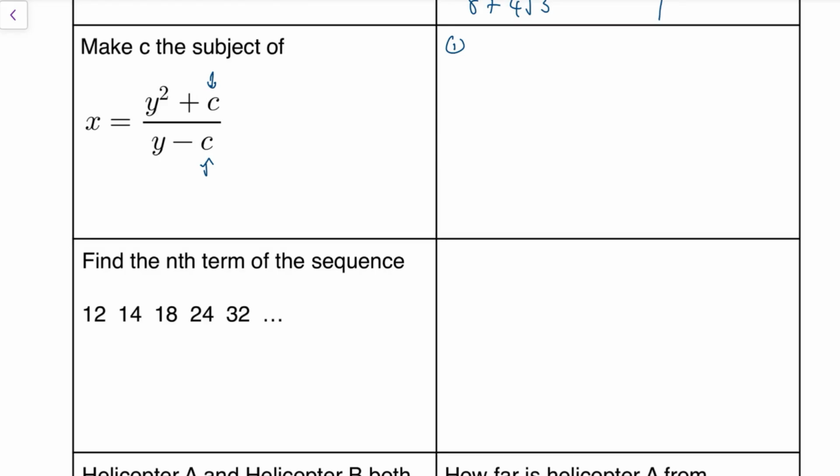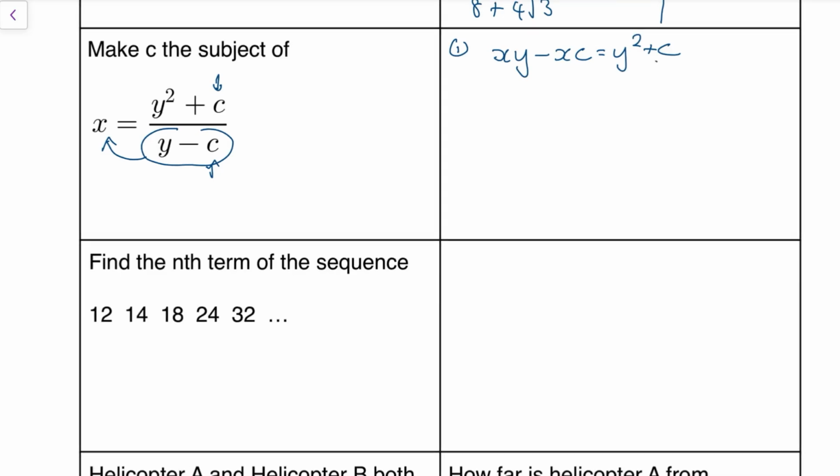So the first step is I'm going to multiply through by the denominator. So that's going to give me xy minus xc is equal to y squared plus c. So in other words, I multiply that by that x up there. Then I'm going to collect the thing that is my new subject on the left and everything else on the right. So I'm going to move this c to the other side and that to the other side. Now I've got some minuses here, so it's slightly messier than I wanted, but we'll carry on. So that's going to be minus cx is equal to y squared minus xy. Now, I don't like all these minuses, so I'm just going to multiply everything by minus 1 because it just tidies it up a bit.